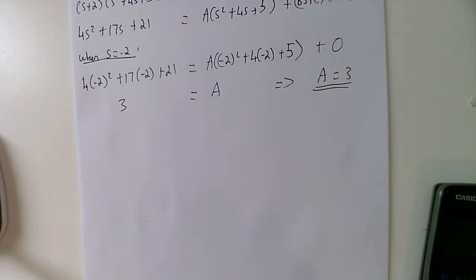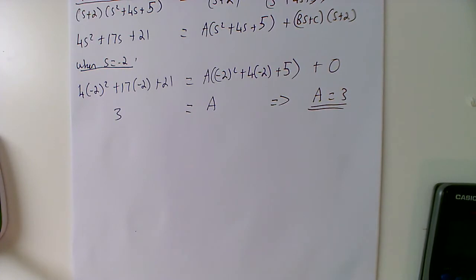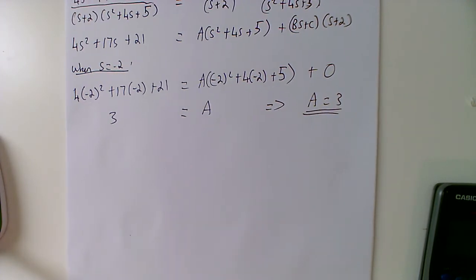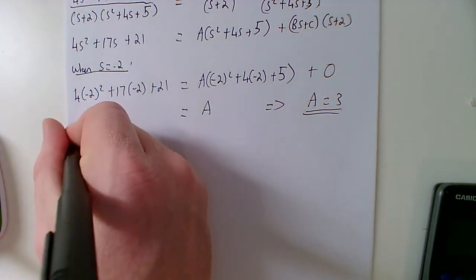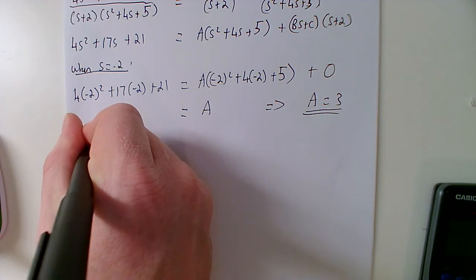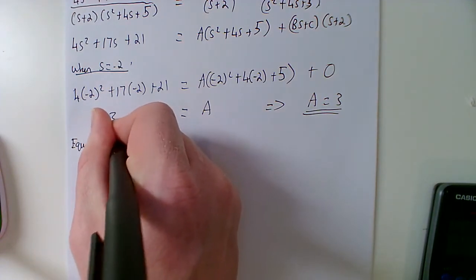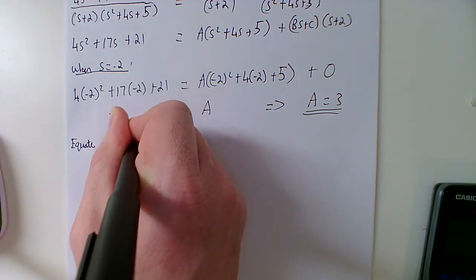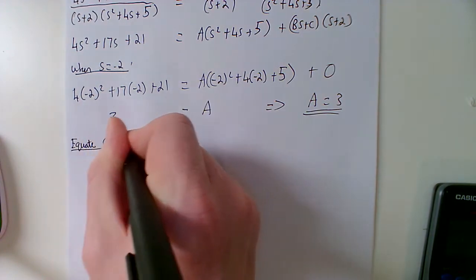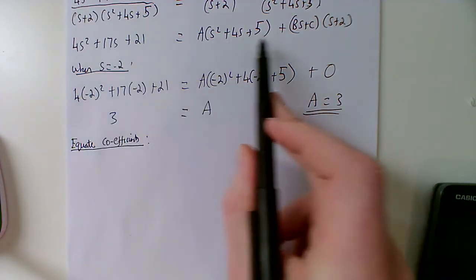Right, okay, now the next bit, what you could do is you could use two random values of s and end up with simultaneous equations. I don't like that. I'm going to equate our coefficients. So that means I'm going to multiply out that whole equation there.